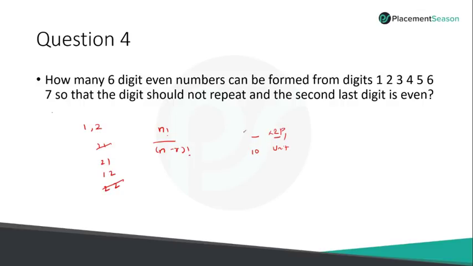When repetition is allowed, again this is 2P1. When repetition is not allowed, this is 2P1 into 1P1. Correct. So why are we applying multiplication here? We use the multiplication rule. So this is the basic concept of repetition allowed and repetition not allowed.